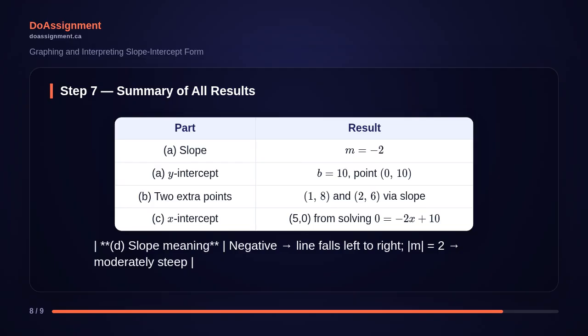To summarize, the slope is negative 2 and the y-intercept is 10, giving the point 0, 10. Using the slope, we found additional points at 1, 8 and 2, 6. The x-intercept is 5, 0, found by setting y equal to 0. Finally, the negative slope confirms the line falls from left to right, and its absolute value of 2 describes a moderately steep descent.